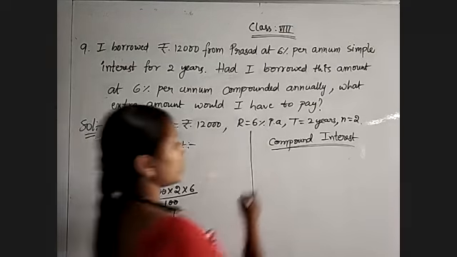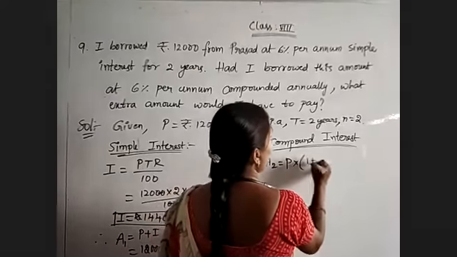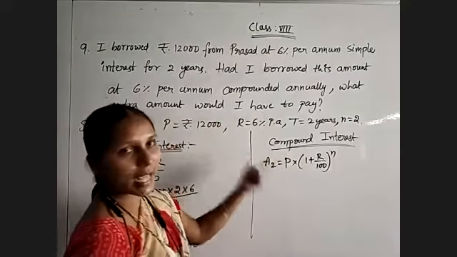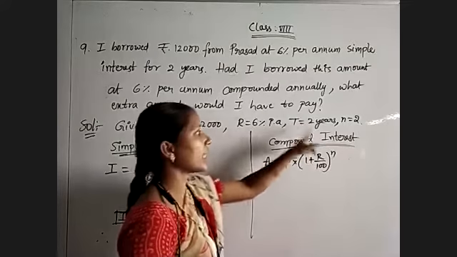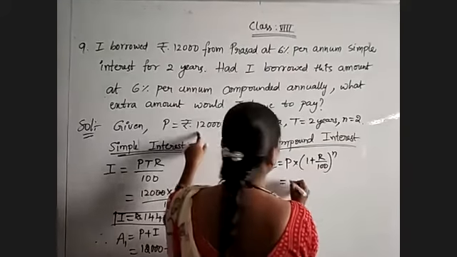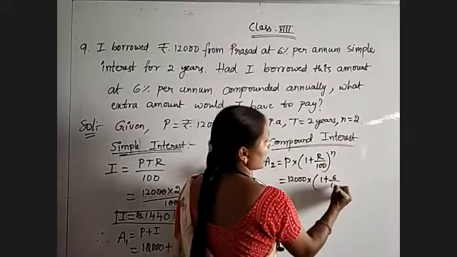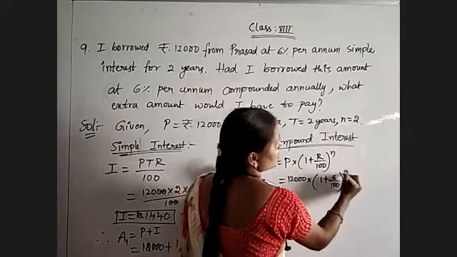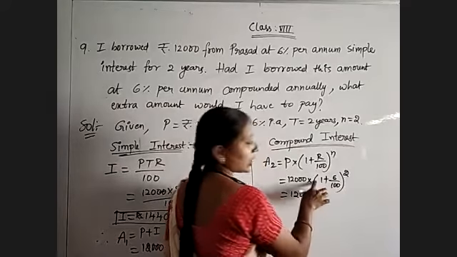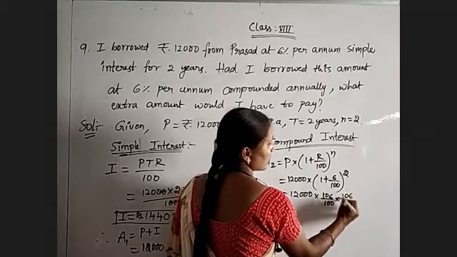Coming to the compound interest, here we will find out amount directly. That is P into 1 plus R by 100 whole to the power of n. Because interest is compounded annually, R will be equal to 6 itself and n is equal to 2. Number of conversion periods also 2. Now, principal is 12,000 rupees into 1 plus 6 by 100 whole to the power of 2. So 12,000 into 100 plus 6 is 106, 106 by 100 into 106 by 100.